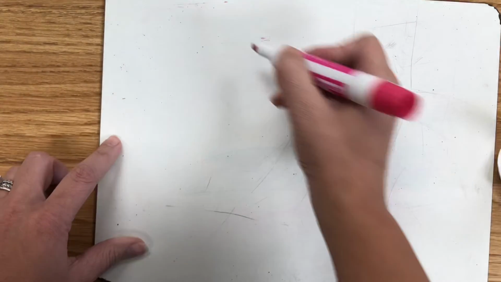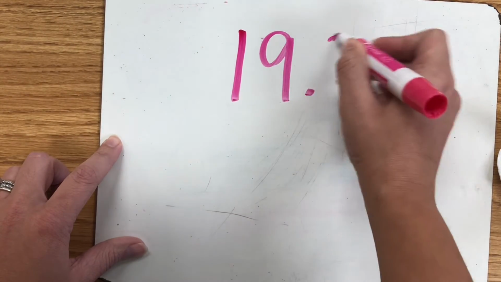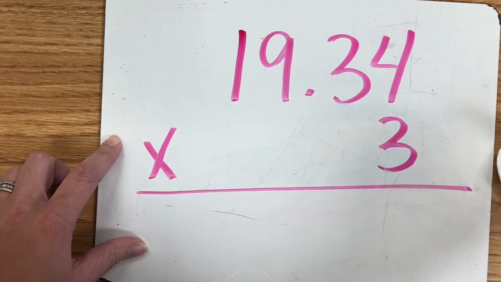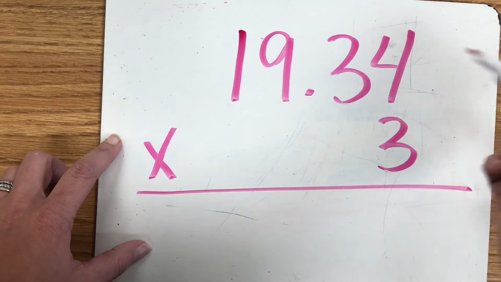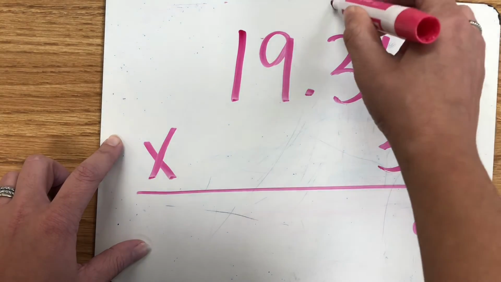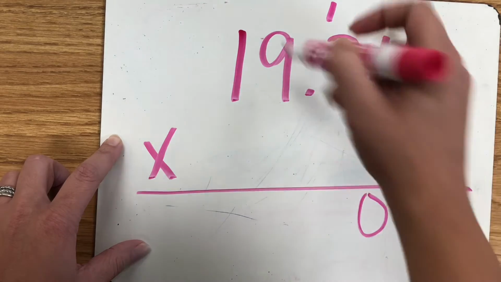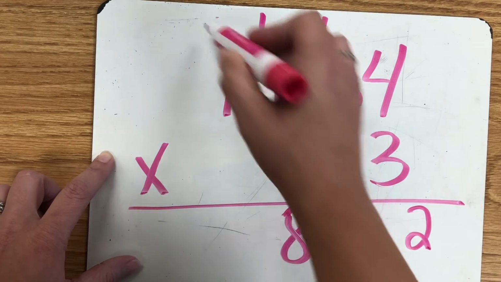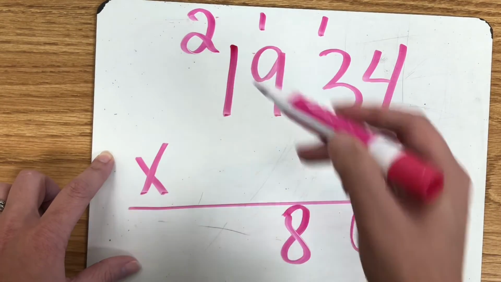When you have more than just a bigger number, let's say 19.34 times 3. You still multiply like you normally do. 3 times 4 is 12, 9, 10. 3 times 9 is 27 plus 1 is 28. And then 3 times 1 is 3 plus 2 is 5.